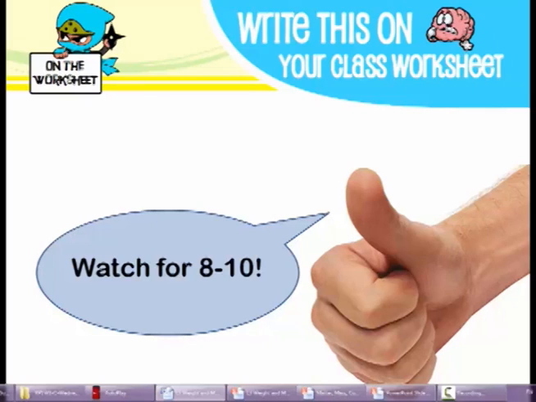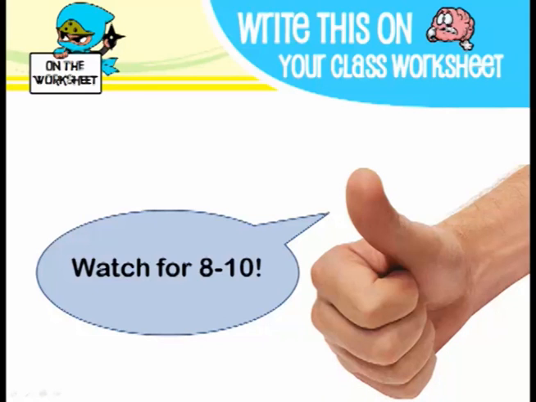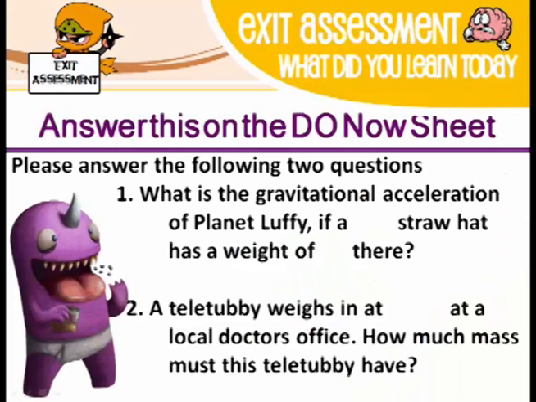Alright, so now we're going to jump down to that exit assessment. So follow along with me. Fill in the numbers that you are missing on your sheet. That way you're able to do them. We have questions 1 and 2, so please fill in the following numbers and then we'll go over it in about 2 minutes.